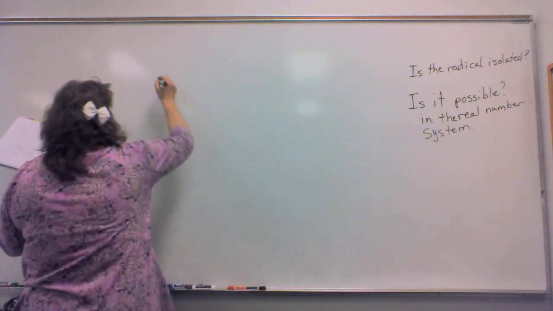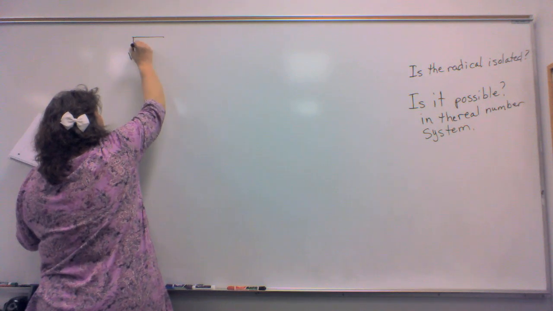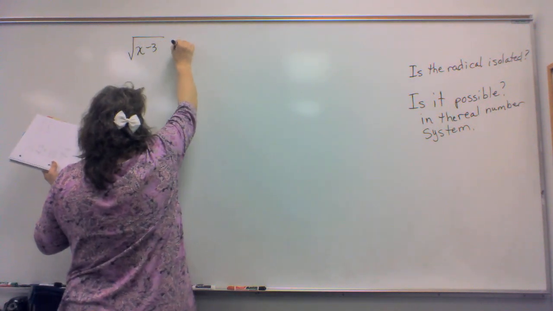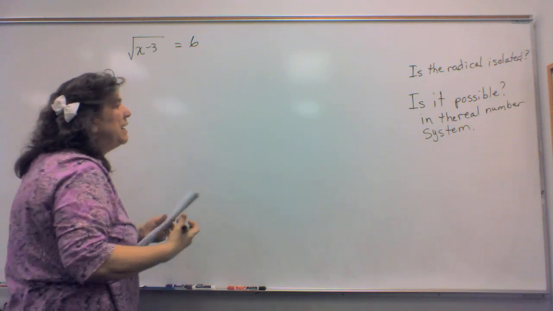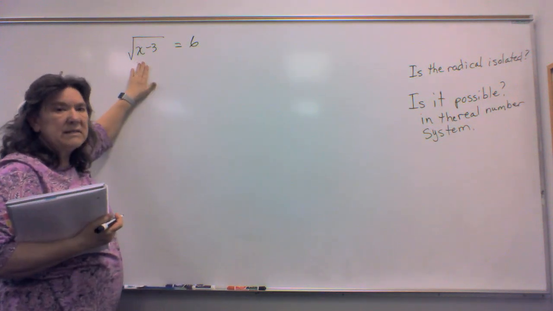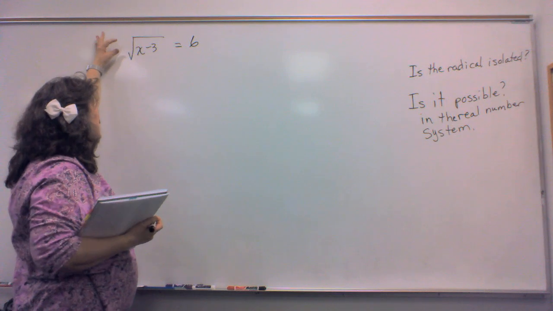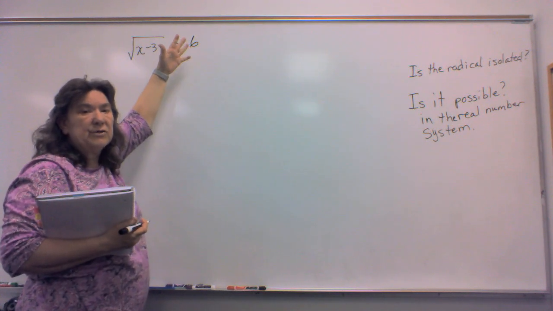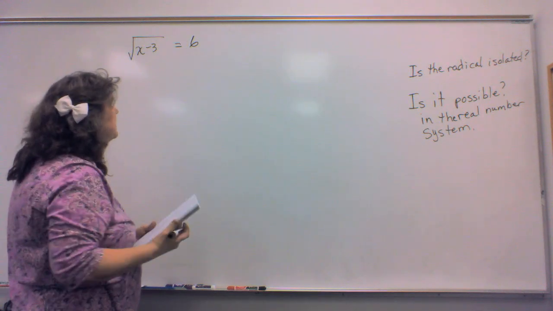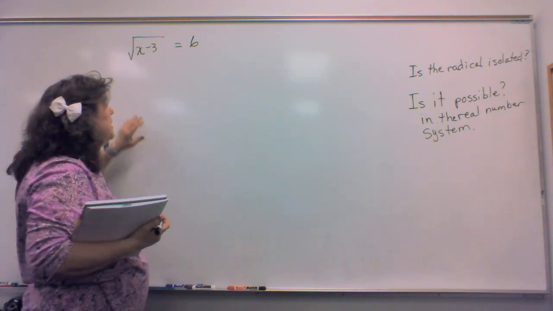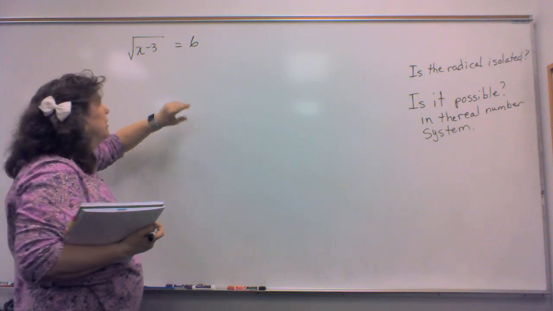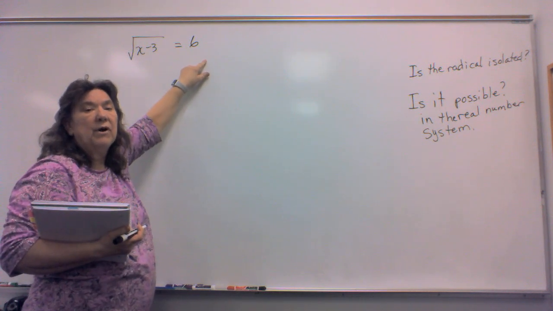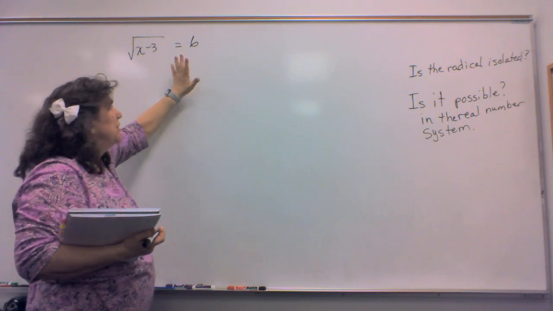So, example: the square root of x minus 3, it's all under the radical, equal to 6. Is this radical isolated? Yes. There's nothing outside the square root multiplying it, or adding or subtracting from it. So it is isolated. Our second question: is it possible? Yes, because this radical is equal to a number greater than or equal to 0. So we're good to go.